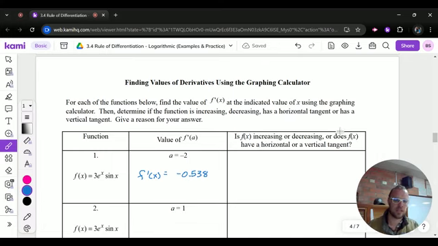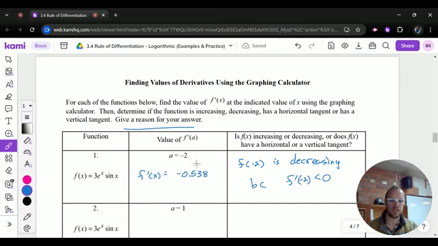So then what we want to do is look at what it is doing. Is f of x increasing, decreasing, horizontal or vertical tangents? Well, if the derivative is negative, that tells us that f at -2 is going to be decreasing. And it's decreasing because, remember, we always want to give our reasons in calculus, because f prime of -2 is less than 0. So it tells us it's decreasing.